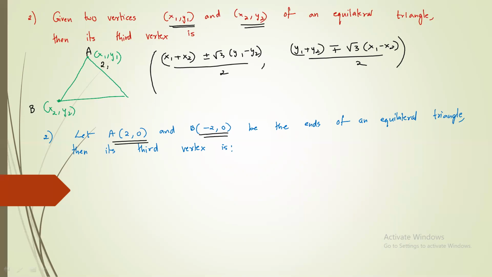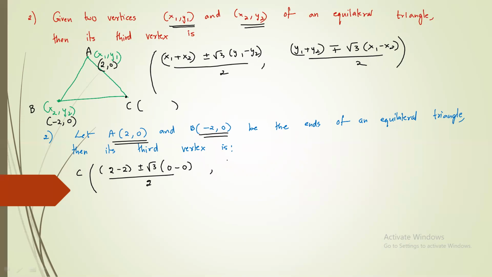So A vertex I will take (2, 0). B vertex I will take (minus 2, 0). I don't know the third vertex C, which I have to find. So to find the third vertex, I will take x1 plus x2, that is 2 minus 2, plus or minus root 3 into y1 minus y2, that is 0 minus 0, by 2.